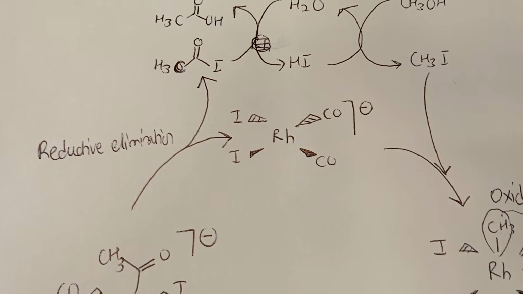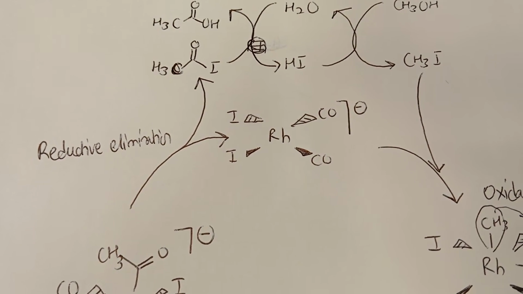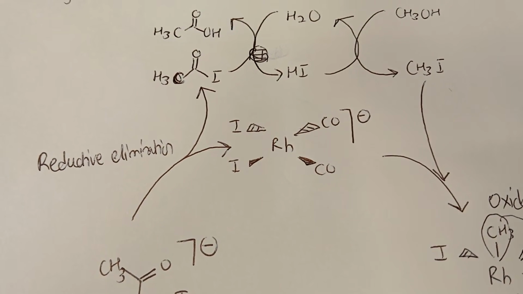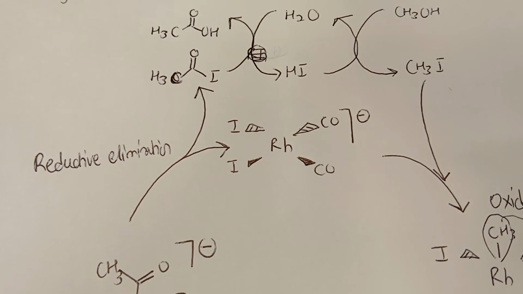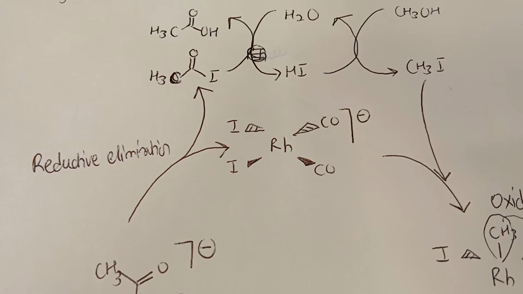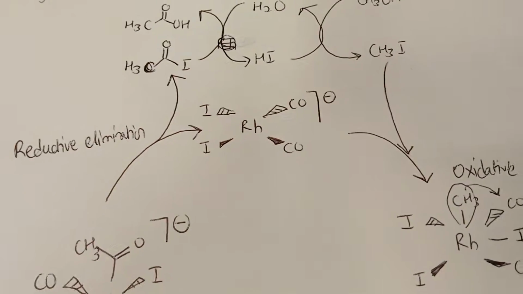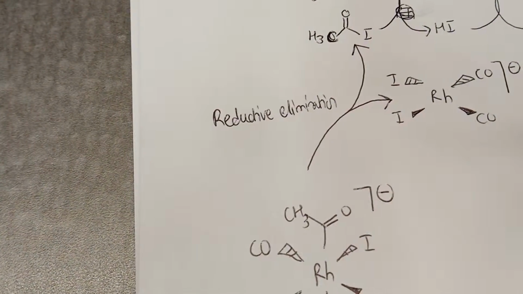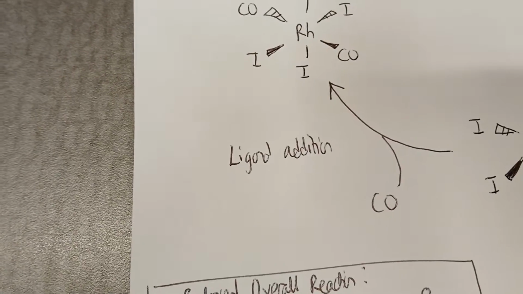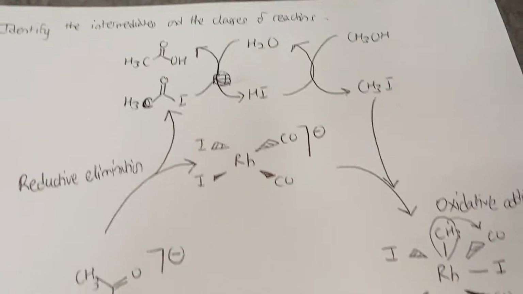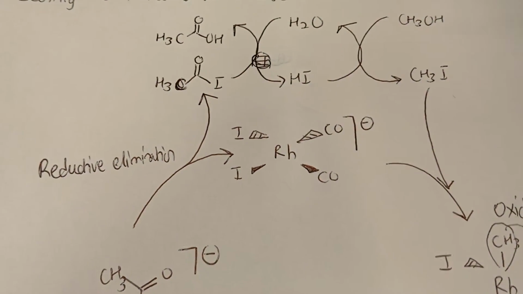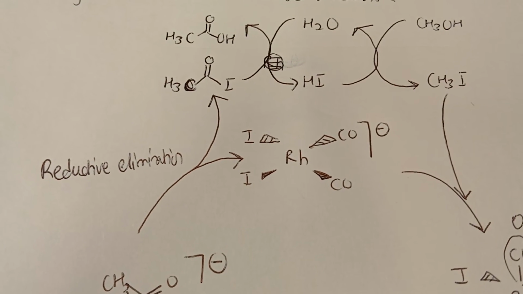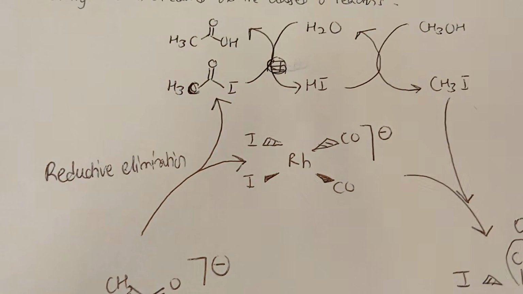I sure hope that was helpful in understanding the steps involved in a catalytic cycle, specifically for the Monsanto acetic acid process. Feel free to post in questions about what you would want me to redo, whether it's an oxidative addition versus a reductive elimination, whether it's a ligand addition versus a ligand dissociation, whatever the case may be. This is to ensure that we increase our understanding in inorganic chemistry, specifically catalysis.